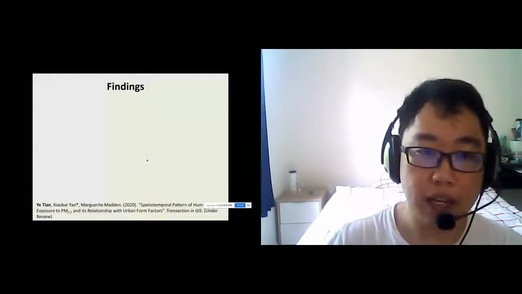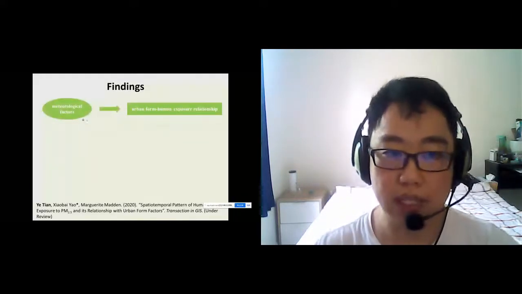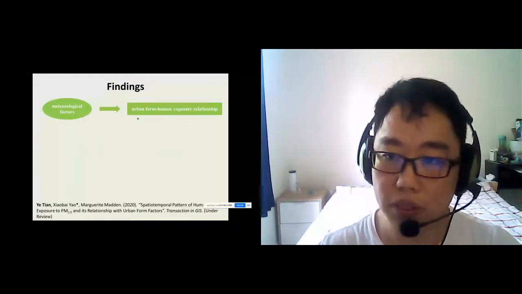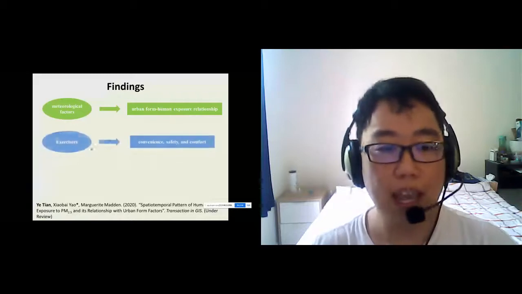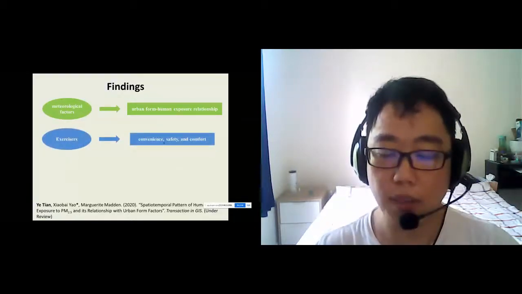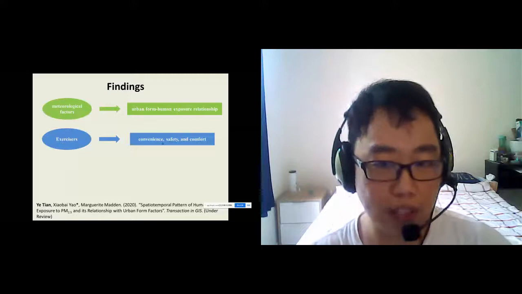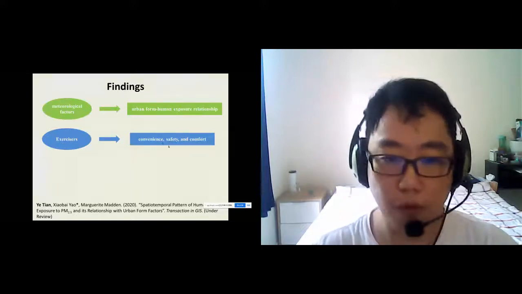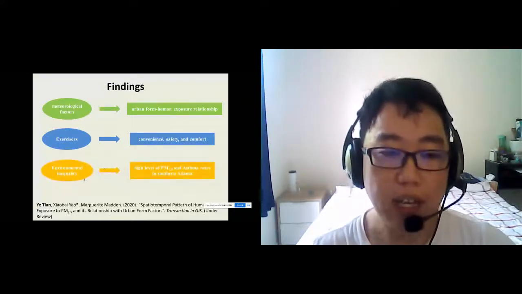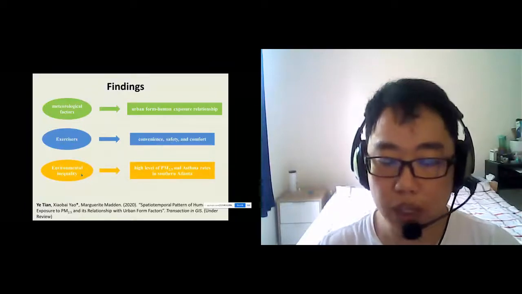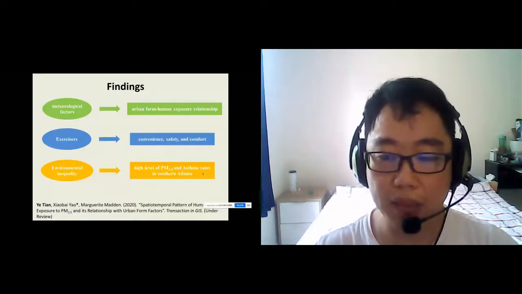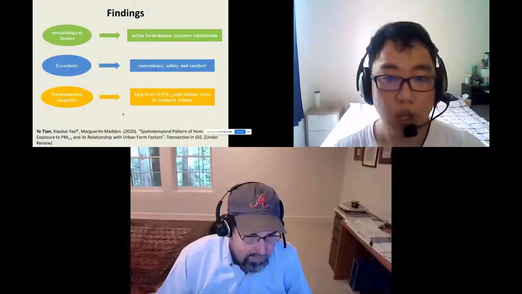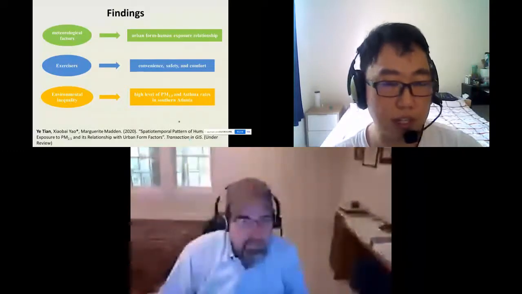So for the major findings, firstly, meteorological factors are very important for us to understand the urban form and human exposure relationship. And exercise considers the convenience, safety, and comfort factors more than the urban form factors. And finally, environmental inequality issues exist due to the higher levels of PM2.5 and asthma rates in southern Atlanta. So this work has been submitted to the journal Transactions in GIS.